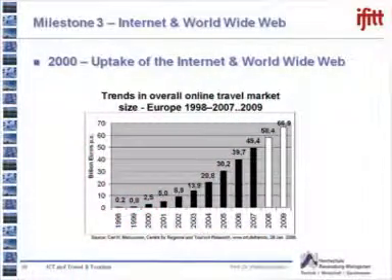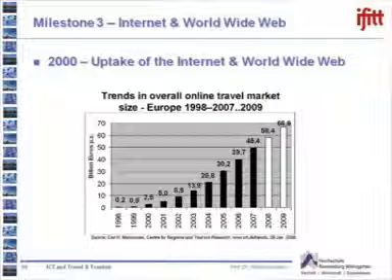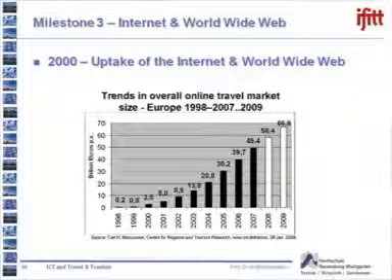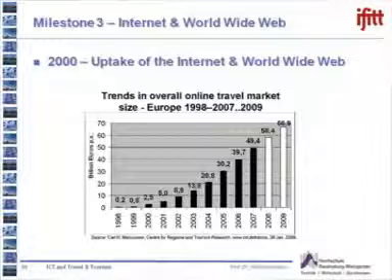Here, a short statistic again. Here you see the uptake of the Internet, of the online travel market, where you can see that it starts more or less in year 2000 and then increases dramatically year to year and now reached this amount of 60% of the overall travel volume, which is executed online. So this is quite impressive. So the Internet has a strong influence, obviously.